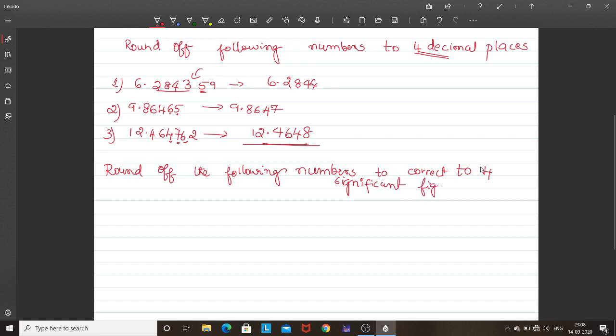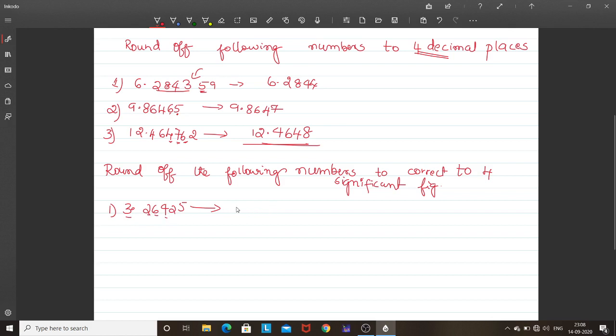Okay, let us see the problems. So first problem, 3.626425. This is your problem. Take the 4 significant figures, 1, 2, 3, 4.